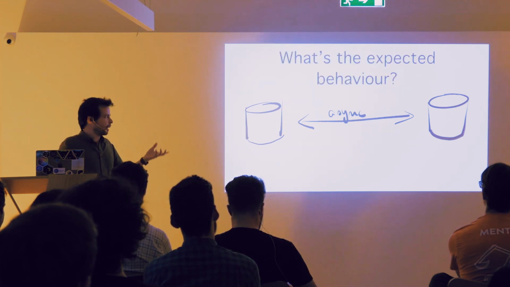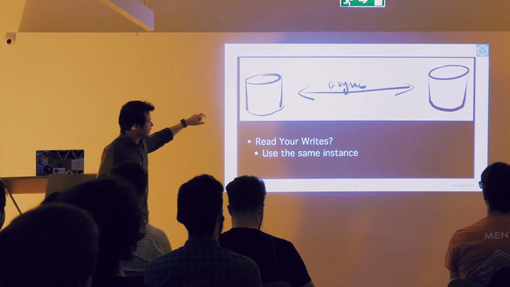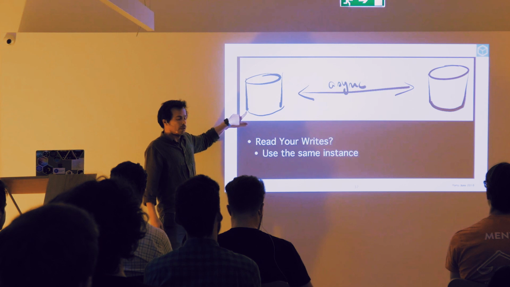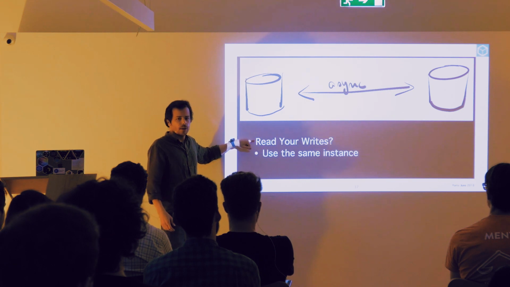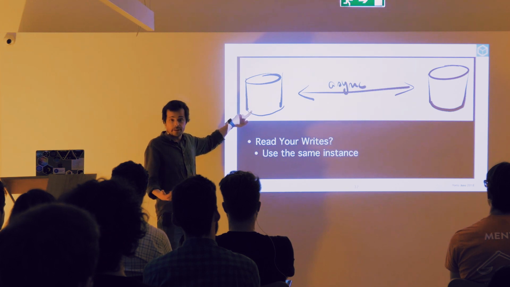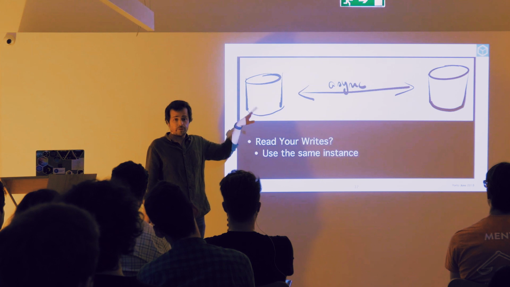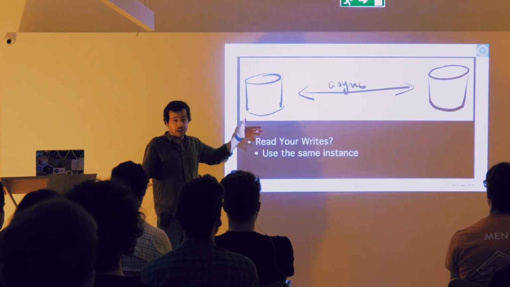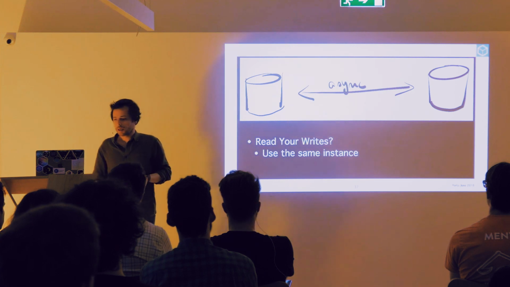So what's the expected behavior here? Let's say that you're writing here. How can you read your write? How do you make sure that the thing that you're writing here, on the next request, you will be able to read immediately? You either wait for the replication to propagate, which is hard to figure out, or you use the same instance that you wrote on. Okay.